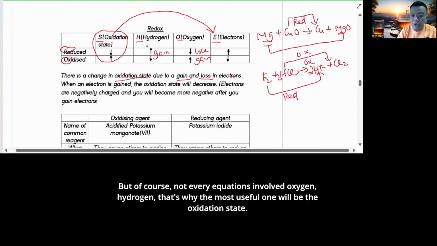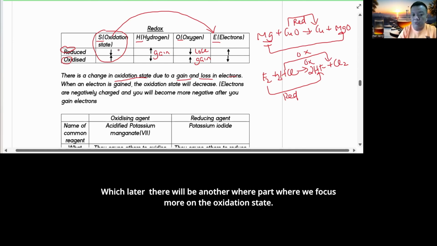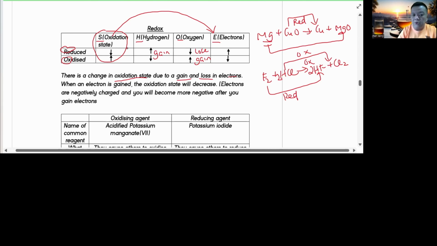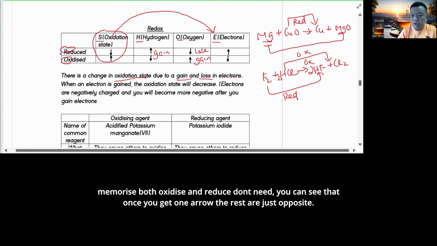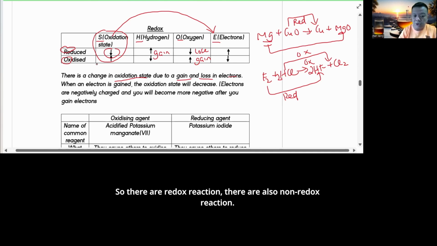But of course, not every equation involves oxygen or hydrogen. That's why the most useful one will be the oxidation states, which later there will be another part where we focus more on. And you can take a big picture look. Do I need to memorize both oxidize and reduce? No need. Once you get one arrow, the rest are just the opposite. And of course, oxidize is also the opposite of reduction. When there's no change in oxidation state, then they are non-redox reactions. So there are redox reactions, and there are also non-redox reactions.